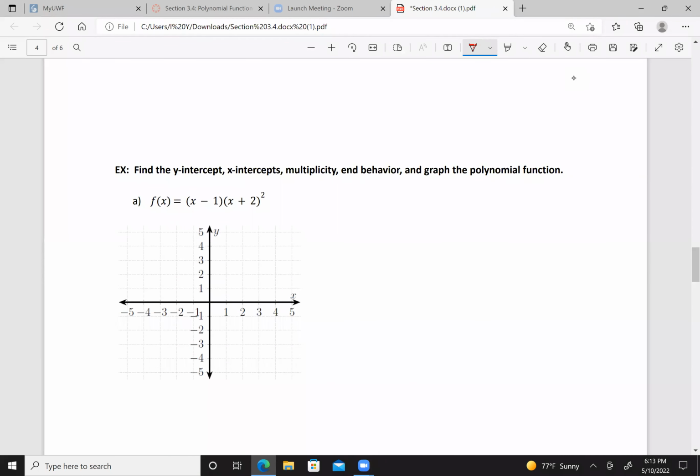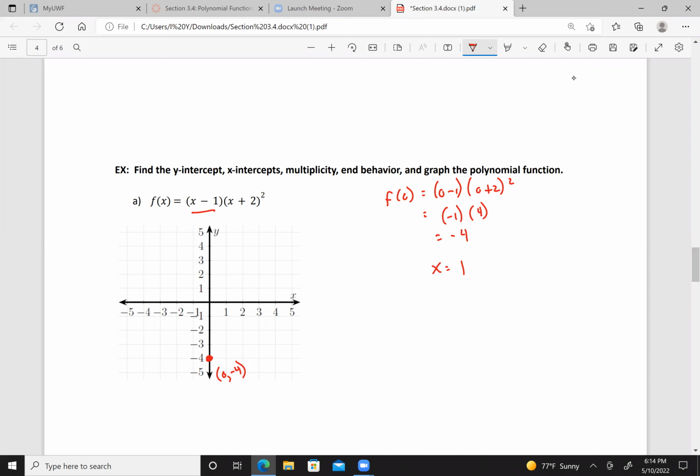So find the y-intercept, x-intercept, end behavior and graph the function. So we're looking for y-intercept, which means let x equal 0. So f of 0 equals 0 minus 1 times 0 plus 2 squared, is negative 1 times 4, is negative 4. So at x equals 0, we have it right there. 0, negative 4.